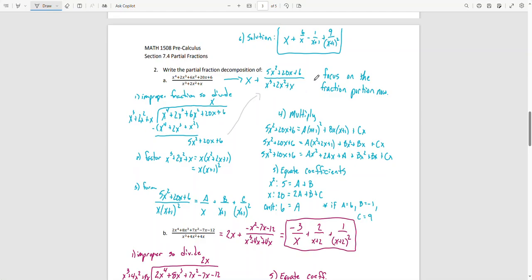We're going to focus on the fractional part for now. Notice this x absolutely is part of our answer, though. Don't forget that quotient goes up as part of our answer. Let's focus on this part.